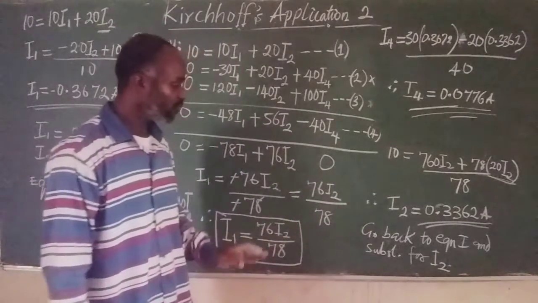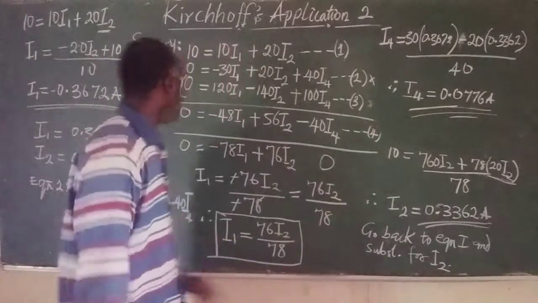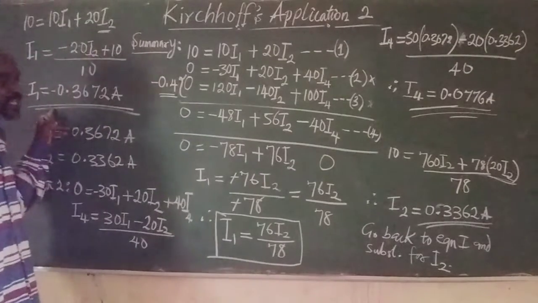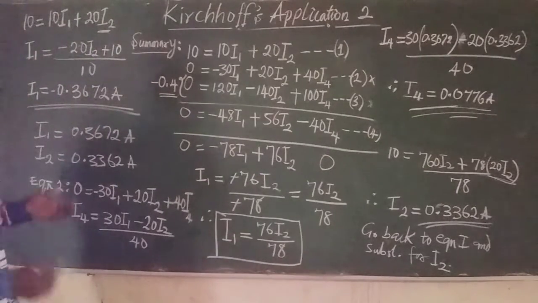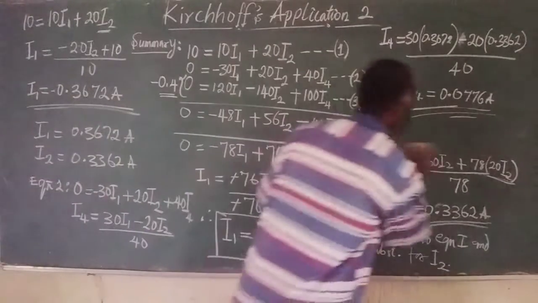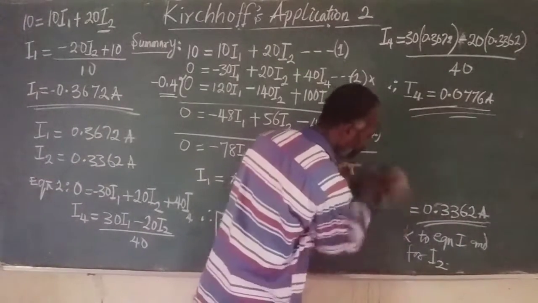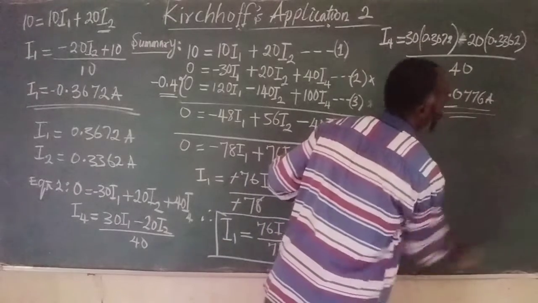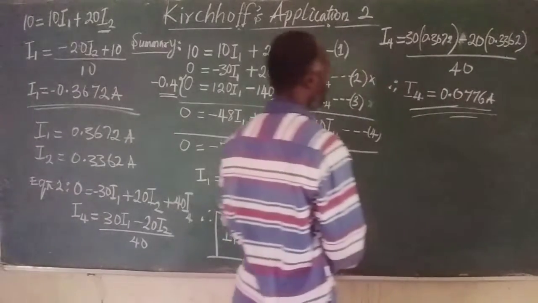We have also succeeded in finding current 2, and then current 1. So the rest is very simple. We need to find current 3, and we need to find the total current. So how do we now find the total current?